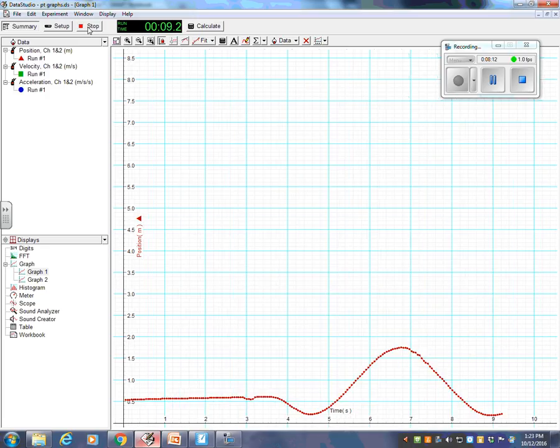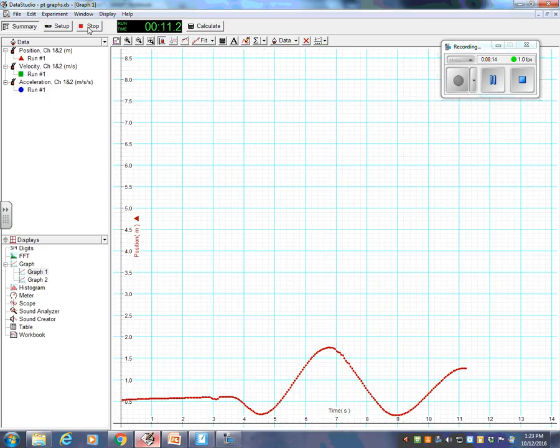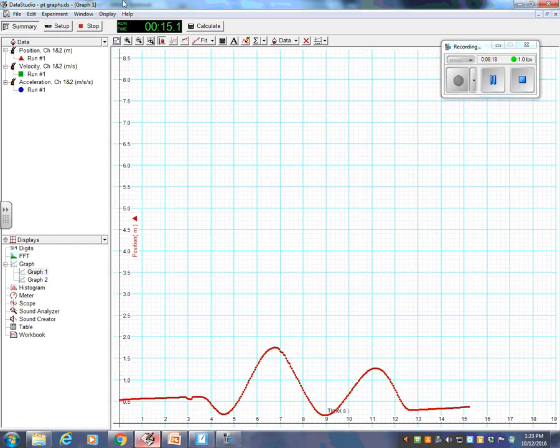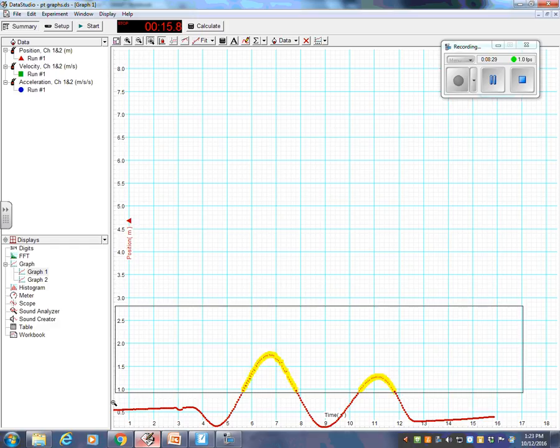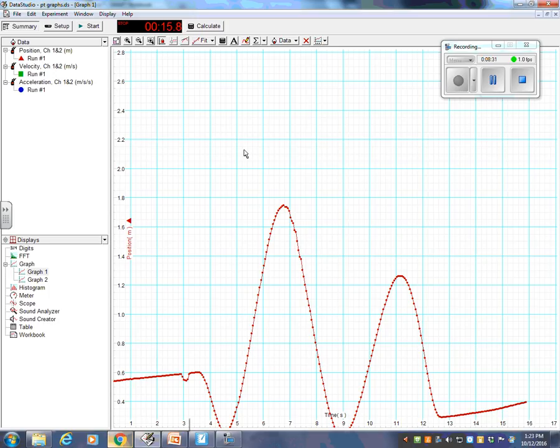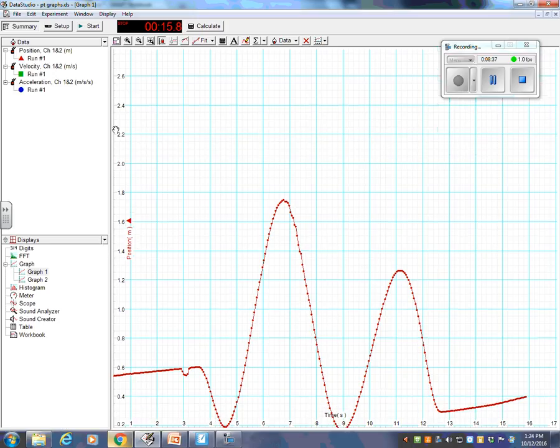What's it doing now? It's drawing a what? Graph. It's drawing a graph in real time. Let's just see if I can kind of zoom in a bit here. I always forget how to do this. Oh, that's not what I wanted. There, that's what I want. Okay, so it's basically doing a real-time position time graph.